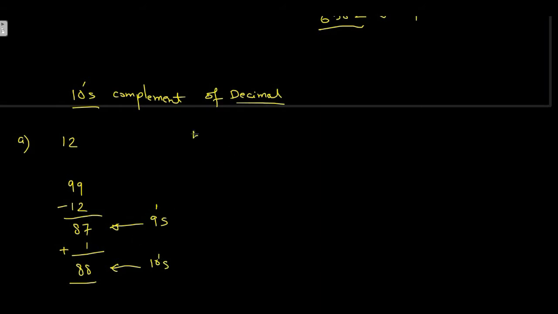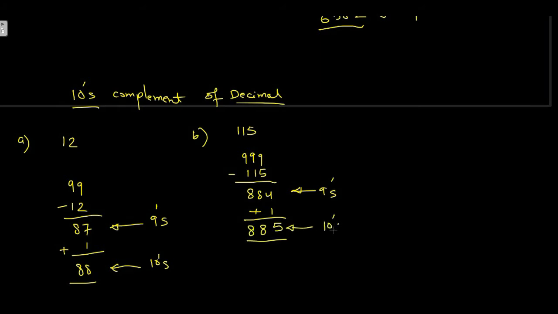Similarly, if there is a 3 digit decimal number, for this we again find 9's. We subtract 115 from 999 and we get 884. So 884 is called the 9's complement. After this we add 1 to it, 885. This is called the 10's complement.